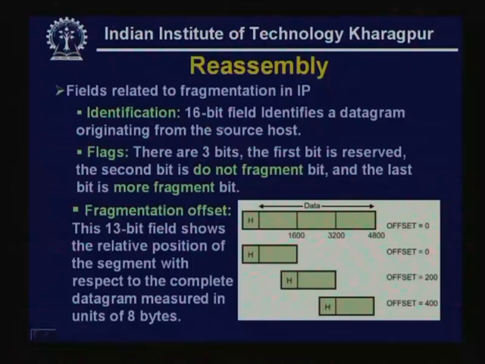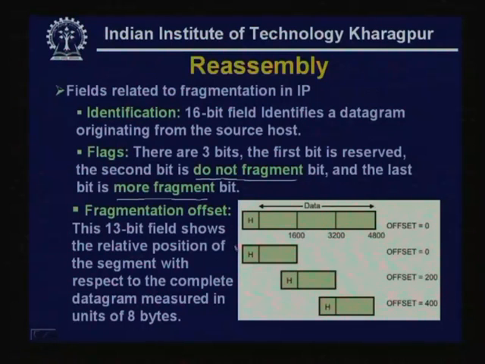The identification is a 16-bit field that identifies a datagram originating from the source host. This identification remains unaltered as the datagram is fragmented. There are 3 flag bits. The first bit is not used, it is reserved. The second bit is the do not fragment bit, and the last bit is the more fragments bit. With the help of these bits one can specify whether fragmentation is to be done or not. Then the fragmentation offset specifies the position of each fragment in relation to the original data.